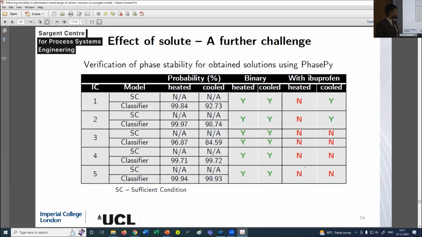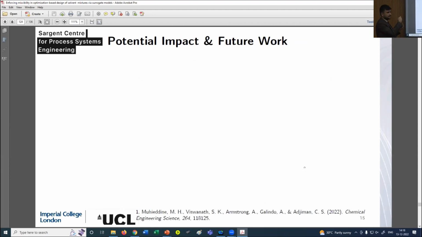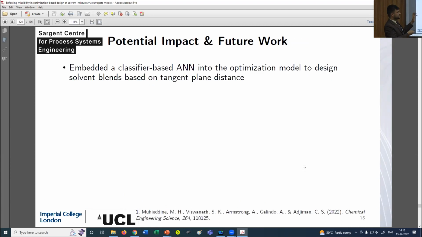So one good thing about our approach is that we can easily extend it to multi-component mixtures, and also include the effect of ibuprofen. We haven't done it, but it's part of future work.